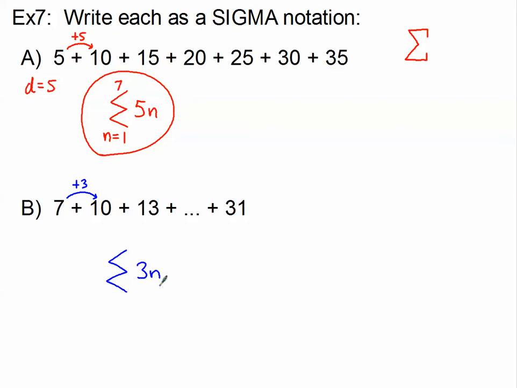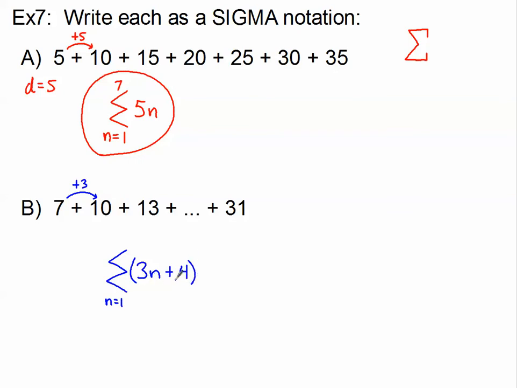Now this time, if I start when n equals 1, my first term, according to this expression, would be 3. But that's not correct because it's supposed to be 7. So what I can do to my expression is add 4 to it. I still like to keep my 1 as my lower bound, my first input. When I plug a 1 into here, 3 times 1, and then add 4, I will get my 7. Let me put this in parentheses because that's what we should do when we have a binomial.